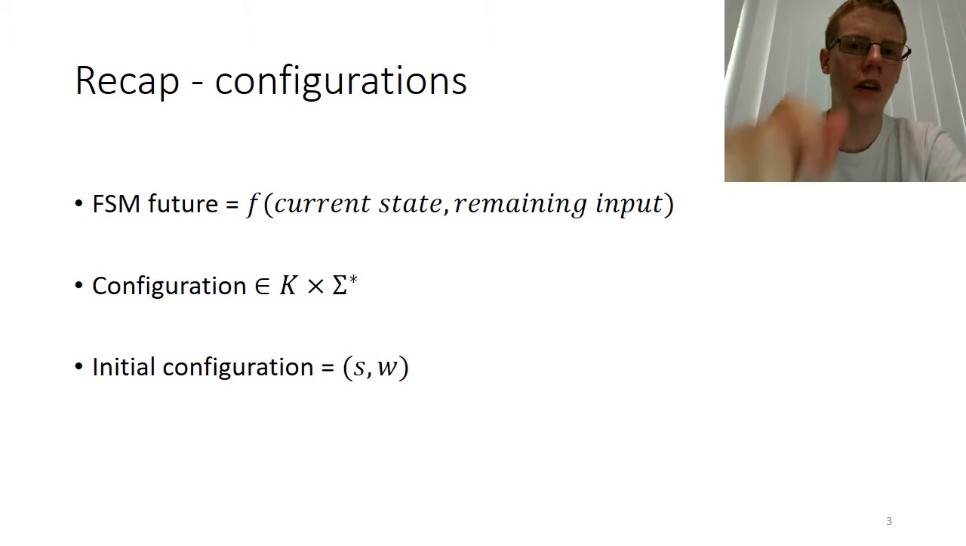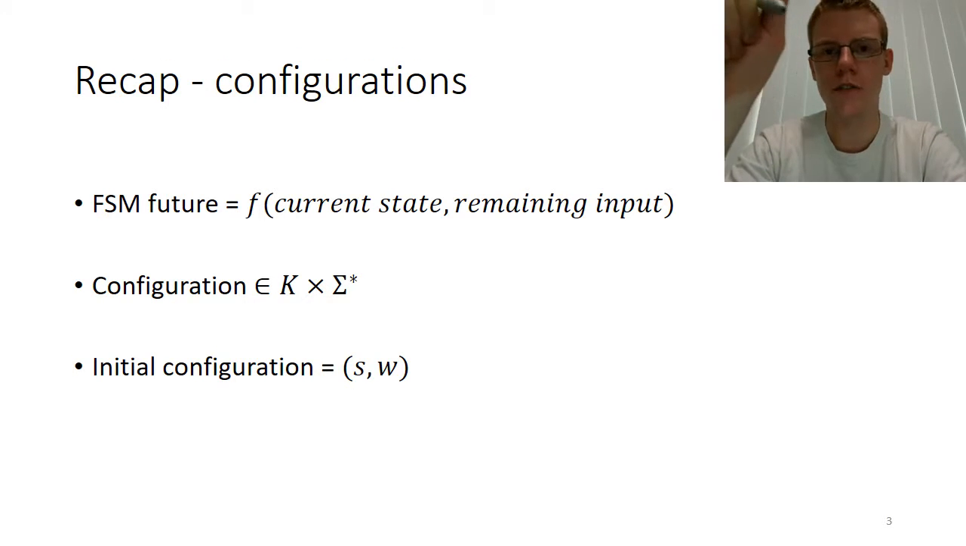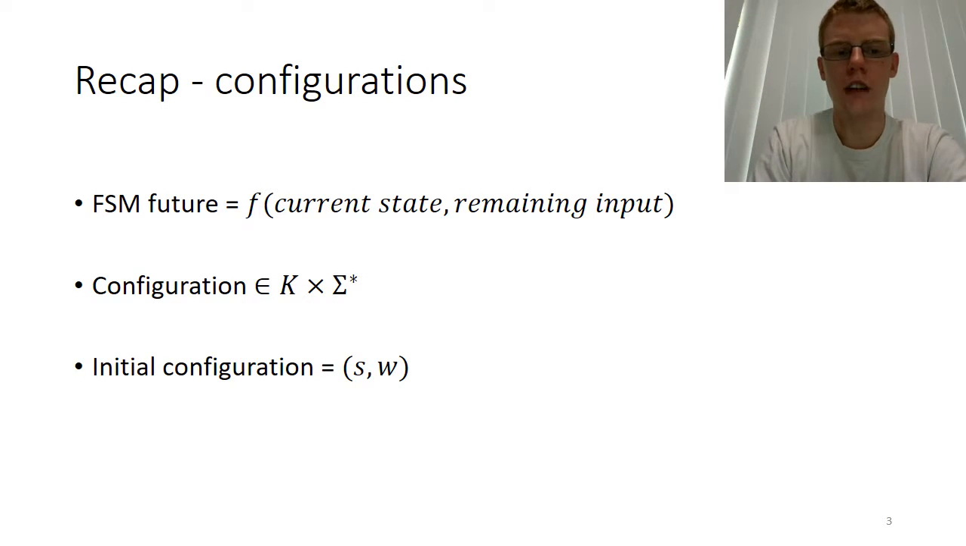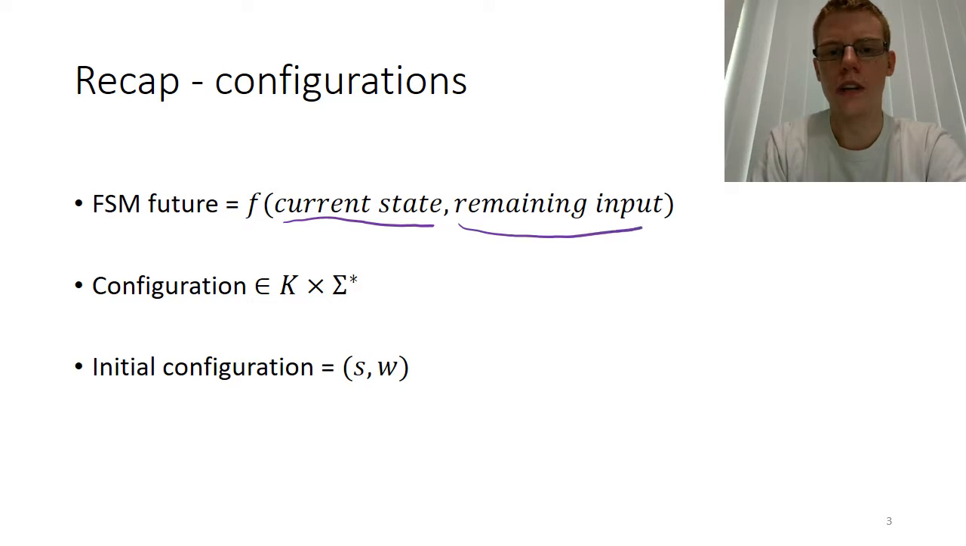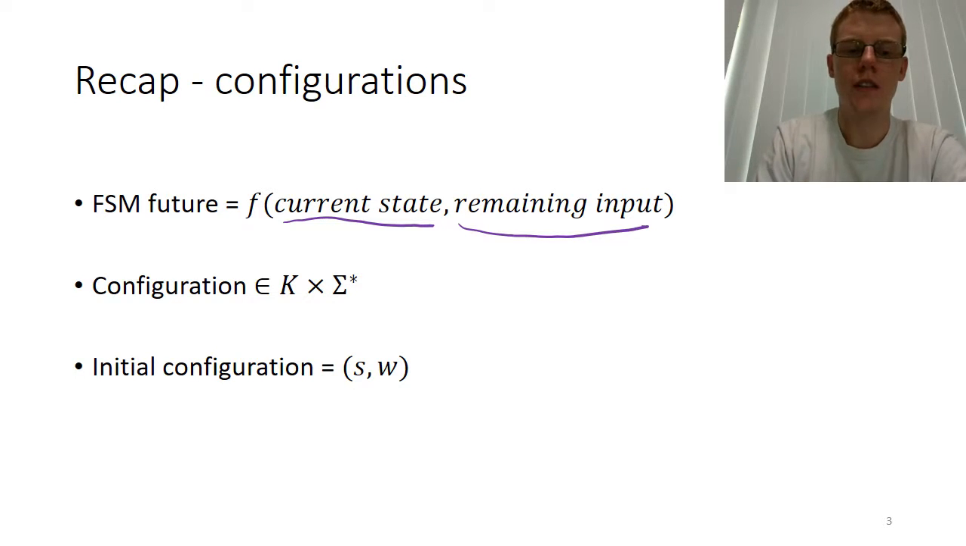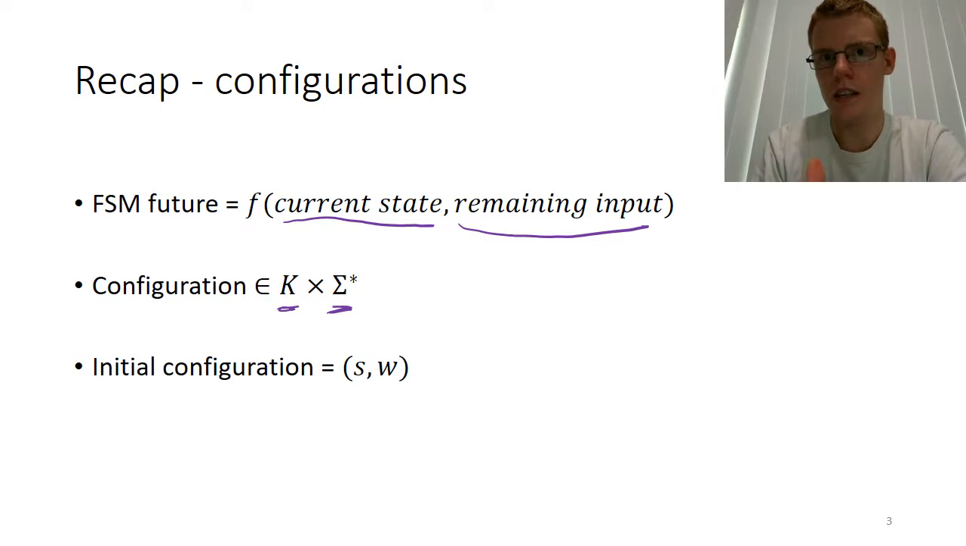So that, combined with what symbols we still have to read from the input string, completely determine what the future of that finite state machine's operation is. So we can consider that the future of any particular finite state machine is going to be some function of its current state and what input it still has to process. We call that a configuration. So formally, a configuration of a finite state machine is a pair of a state and something that can be made using the input alphabet. So in this case, some string made in the alphabet.